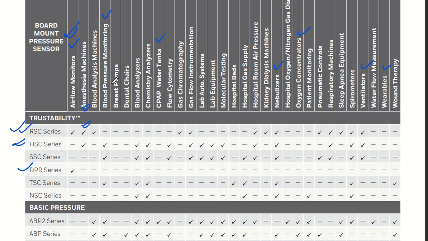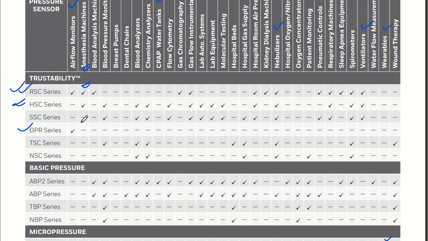I will not go through all the applications. I will go through blood pressure monitoring. For blood pressure monitoring, we have HSC series, SSC series and TSC series, all available. However, we will go ahead with basic pressure sensors: ABP2 series, ABP series, TBP series and NBP series. All these four fulfill the basic blood pressure monitor criteria, so you will select any of these four series. Similarly, we have breast pumps and blood analyzers.